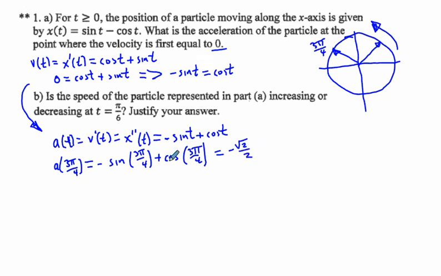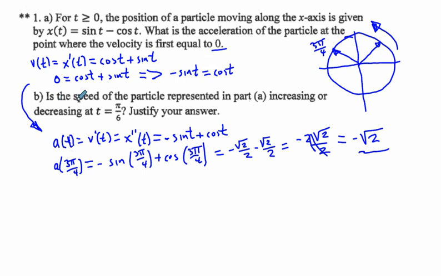plus cosine 3 pi over 4. Well, cosine is negative square root of 2 over 2, so we have minus square root of 2 over 2. So this is going to be equal to minus minus. We're going to have minus 2 square root of 2 over 2. So our answer is going to be negative square root of 2. That's going to be our acceleration of the particle where the velocity is first equal to 0.